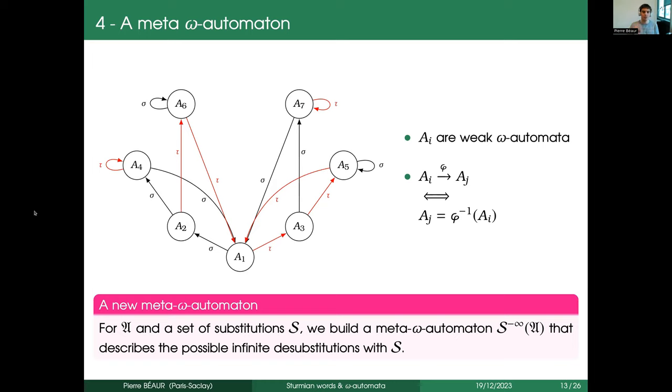So for instance, I have A1 and A2. What does the graph mean? It means that A2 is the desubstitution of A1 through sigma. And here I can do it with multiple substitutions, like sigma 2. And if I had the four Arnaud-Rossi substitutions, which define every Sturmian word, I can do it with these four substitutions without any problem. So the main idea here is that given an omega automaton and a finite set of substitutions, I can build a meta omega automaton that will describe the infinite desubstitutions with my set of substitutions.